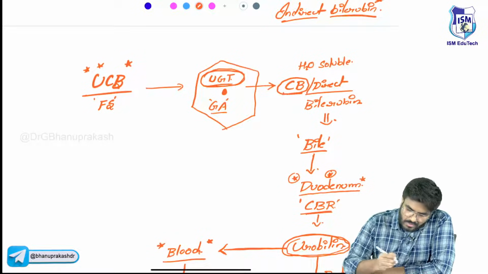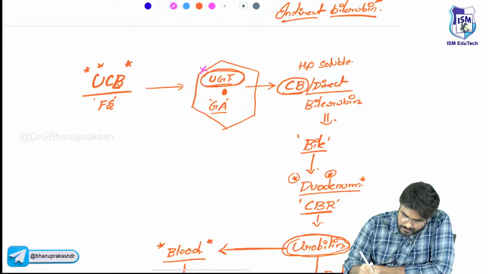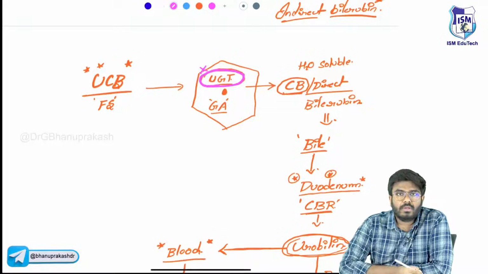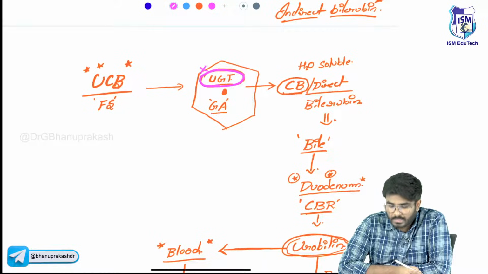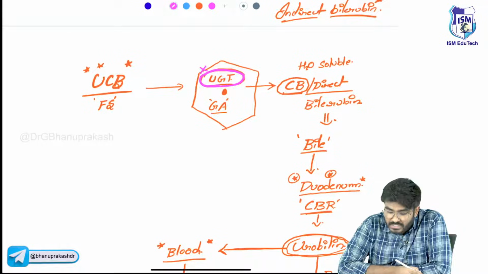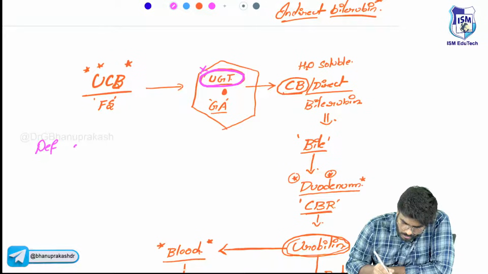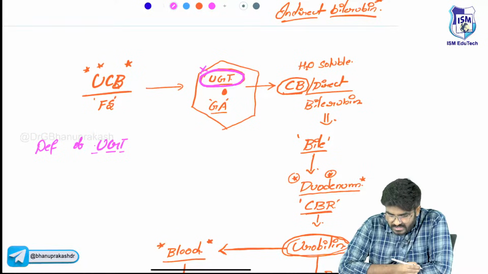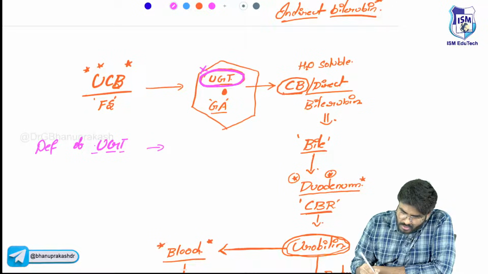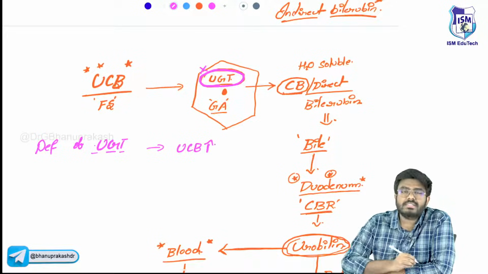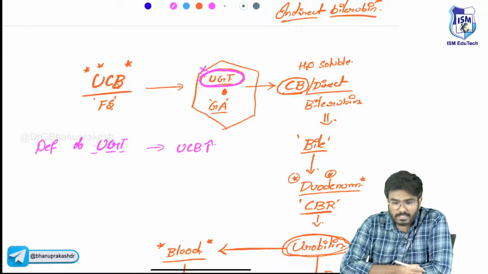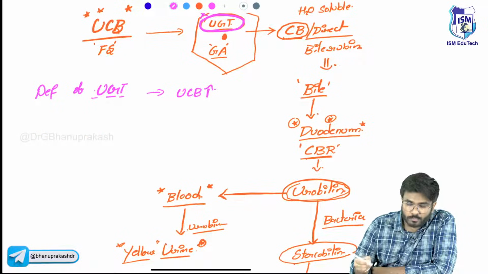Here what I want you to know is, what if this enzyme, UDP glucuronide transferase, is deficient? Do you think unconjugated bilirubin will be converted into conjugated bilirubin? There is a deficiency of UGT. If this enzyme is deficient, what happens? Which levels will be increased in the body? The levels of unconjugated bilirubin, the indirect bilirubin, will rise. That syndrome is called Gilbert syndrome.